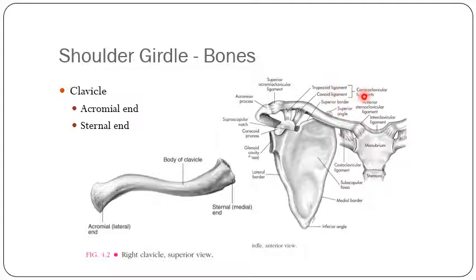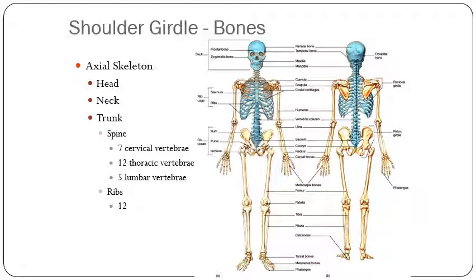You have the trapezoid and the conoid. They're the coracoclavicular ligaments. We already talked about the acromioclavicular ligament, so that articulates there and holds that joint together. So again, note all these other landmarks in relation to what you looked at previously.